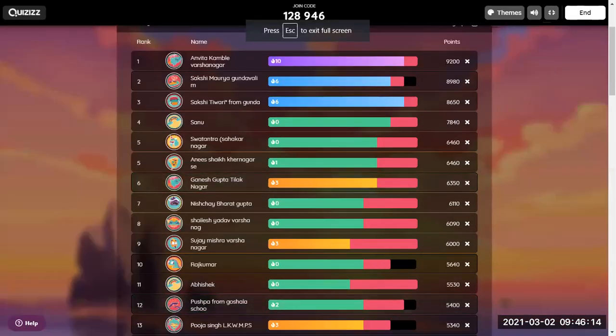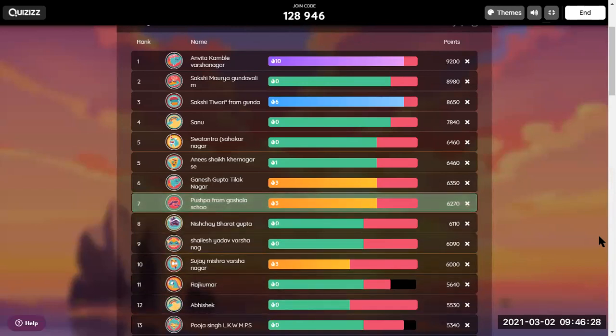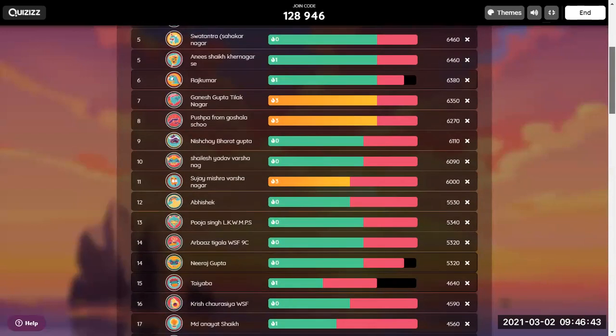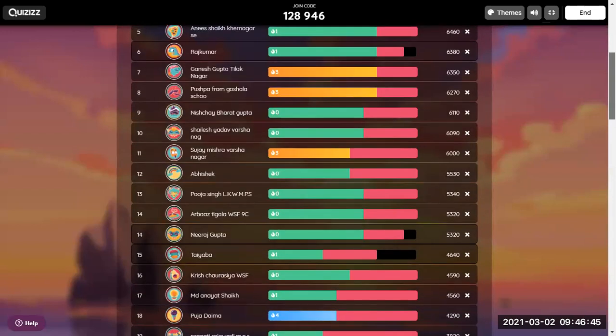Ganesh Gupta from Nagar, fantastic. More than 50% score, that's good. The top 10 people: Anvita, Sakshi, Sakshi Tiwari, Sakshi Maurya, Sanu, Swatatra, Anis, Ganesh, Nishchay, Pushpa from Gauchara, Shailesh, and Sujay Mishra from Varshanagar. Okay, well done, students, well done. Also, Rajkumar has done great. Pooja Singh from LKW School, she has also done good. Okay, more than 50% scoring students are needed.